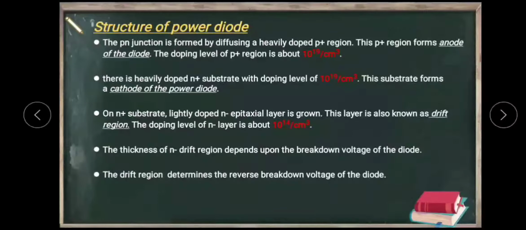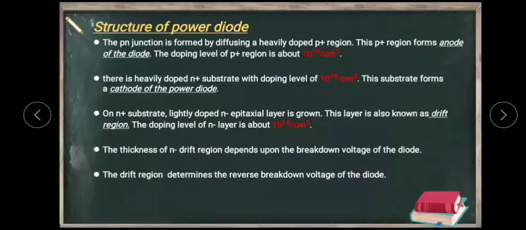So here, as we studied, a PN junction is formed by diffusing a heavily doped P plus region, which we call the anode region. There is a heavily doped N plus region. The atom density of these two regions is said to be 10 to the power of 19 per cubic centimeter. A lightly doped N minus region, which we call the epitaxial layer, is grown on the N plus substrate, and we call it the drift region or epitaxial layer. The atom density of this layer is said to be 10 to the power of 14 per cubic centimeter.